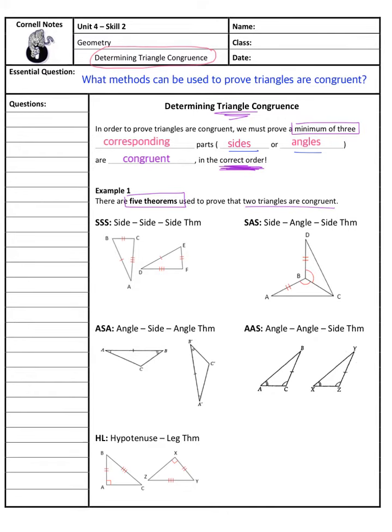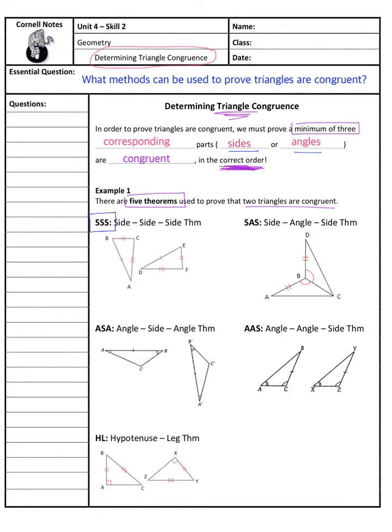So the first one we have here, SSS, stands for the side, side, side theorem. When we refer to this from now on, we're calling it SSS, and you can use this theorem if you have all 3 corresponding sides, and you know those 3 corresponding sides are in fact congruent to each other.